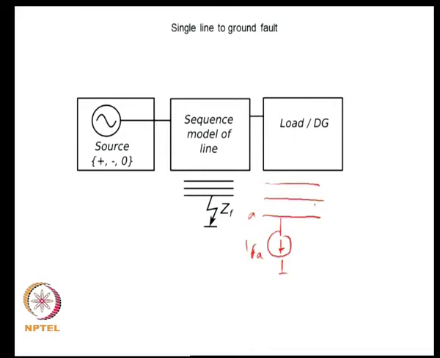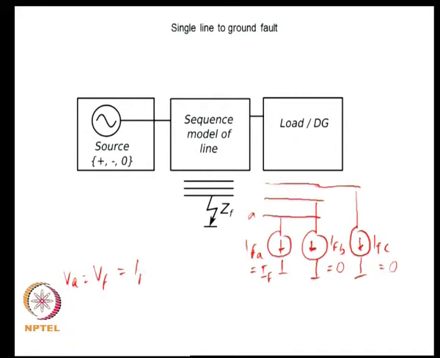IFA, IFB, and IFC. Your IFA is equal to your actual fault current, your IFB is equal to 0, and your IFC is equal to 0. Replacing your fault impedance with these current sources will not change the circuit in any way, because the current that you are actually extracting is exactly the same as what you had with your fault impedance. So, at the point of fault you have VA is equal to VF is equal to IF ZF.